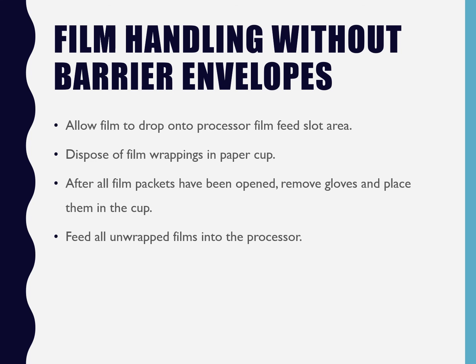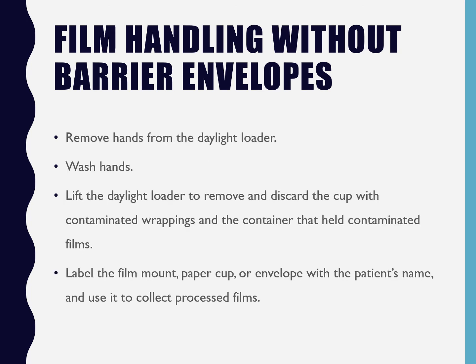Your hands are clean because you've only been touching clean film. So then you can pull your hands out. Yes, okay, so you can pull your hands out, you wash your hands, then you open the daylight loader and you remove all of your garbage. You'd put all of your lead sheets into some type of container because most offices do recycle those. And then you put all of your other garbage into the garbage. And then you would get out a film mount. You would label it with your patient's name and the date. And then you wait until all of your films come out and you grab them up and you mount them.